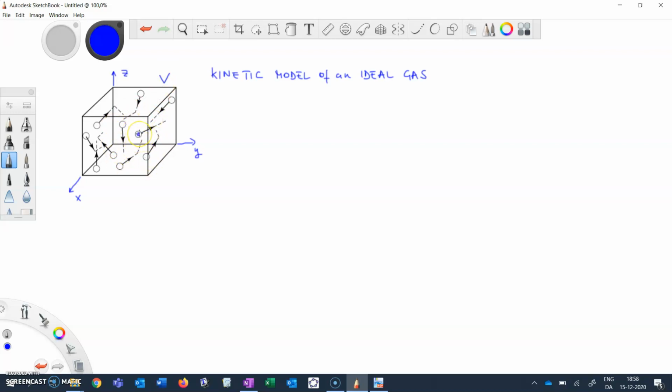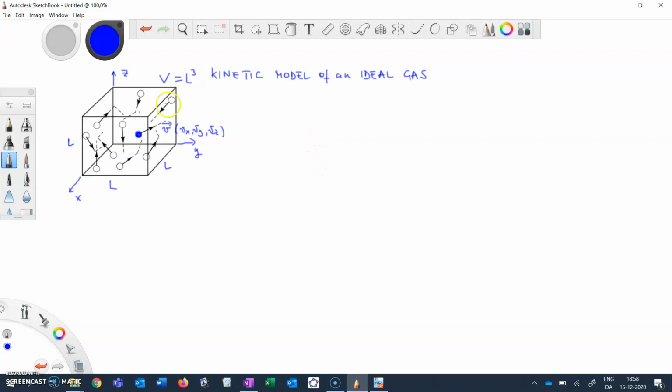And let's say that we concentrate on this molecule over here that has a certain velocity v, where v is a vector that has three components, vx, vy, and vz. Let's say also that the side of this cube is L. So it's L everywhere, such that the volume is just L to the power of 3.